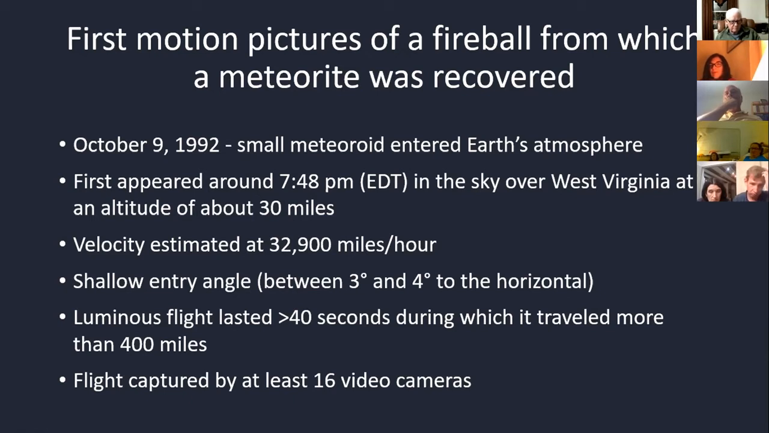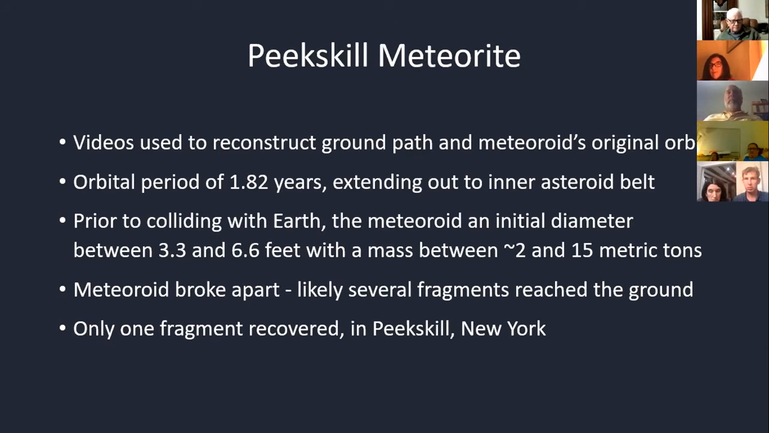And since it was a Friday night, there were a lot of football games going on the East Coast, and people had their camcorders and other cameras out for the football games. So the flight of this very bright meteor, in fact, it was estimated that the meteor was brighter than the full moon, which was in the sky, was captured on at least 16 different video cameras. And that was important because those videos were used to reconstruct its path, not only on Earth, but also where did it come from? What was its orbit?